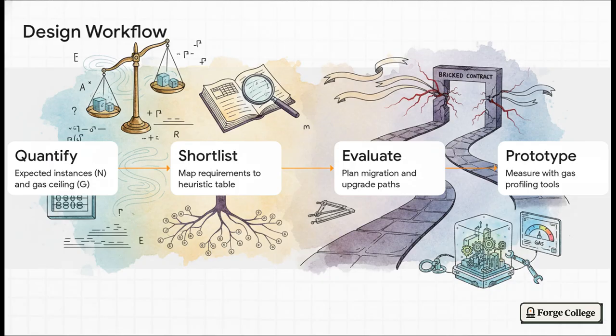And please listen to me very carefully on this one. Planning your state migration often absolutely dominates your long-term costs. If you ignore this and mess up your storage slots during an upgrade, your contract is effectively bricked. No way around it. And step 4, prototype and measure.